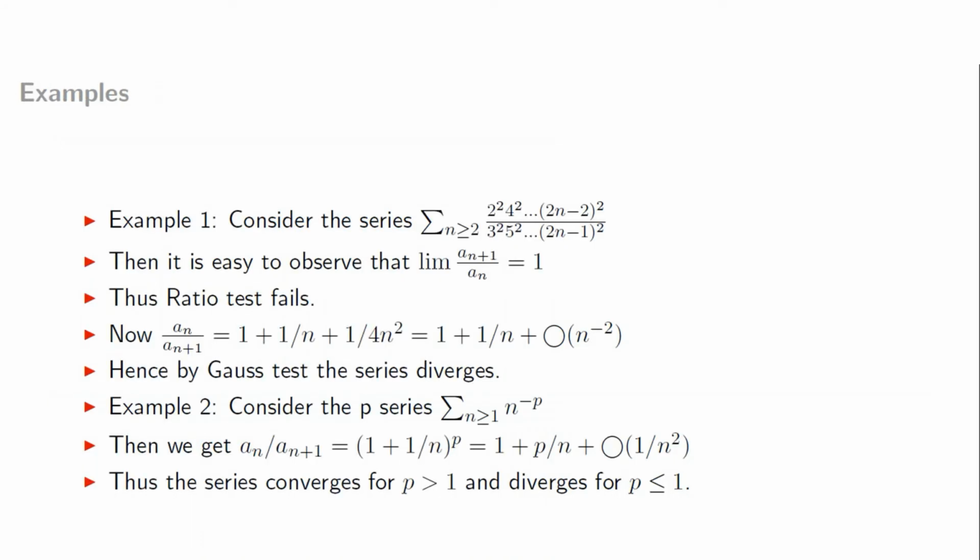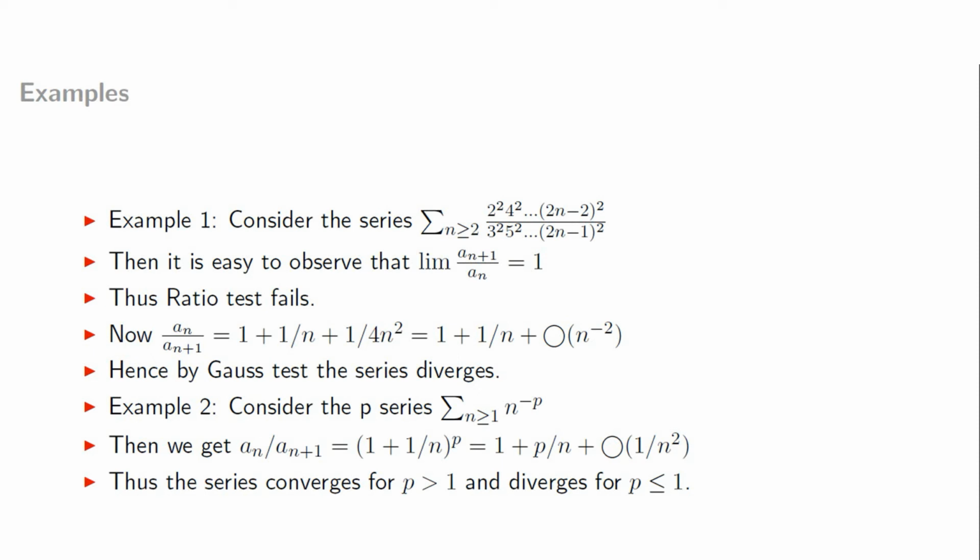So, let us consider some example. Consider a series with nth term an, with a number of terms in the numerator and in the denominator. In the numerator, we have the product of 2 square, 4 square up to 2n minus 2 square, and in the denominator we have the product of 3 square, 5 square up to 2n minus 1 square. Then it is easy to observe that the limit of an plus 1 by an exists and equals 1. Thus, the ratio test in this case is inconclusive.